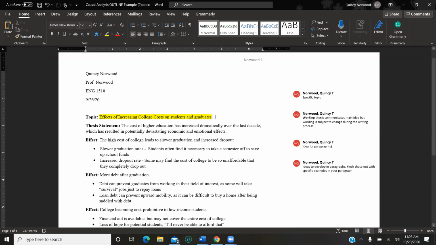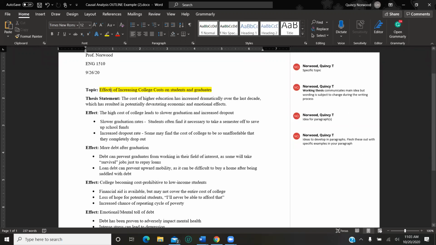Now, this is going to be whatever you're thinking. And this could also be causes of X, Y, and Z. This outline is just based on effects. But if you want to look at causes, the only difference is this would say causes of whatever you're writing about, and where I have effects here, you would have causes.